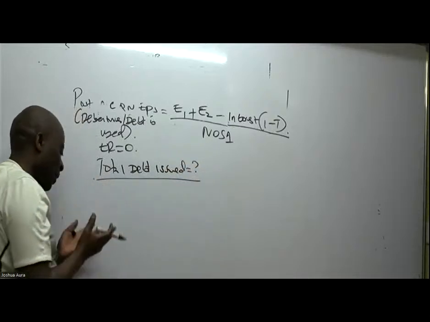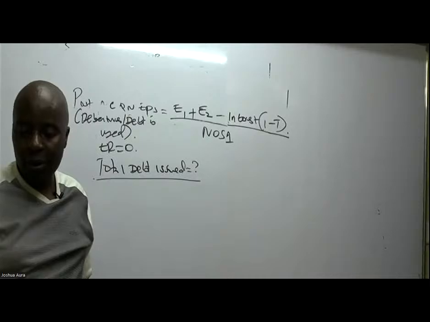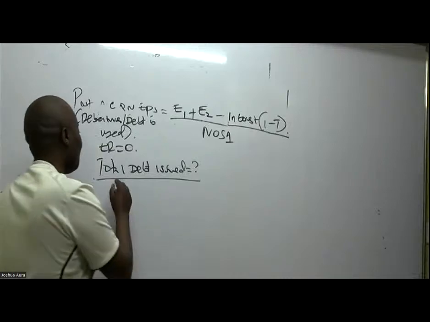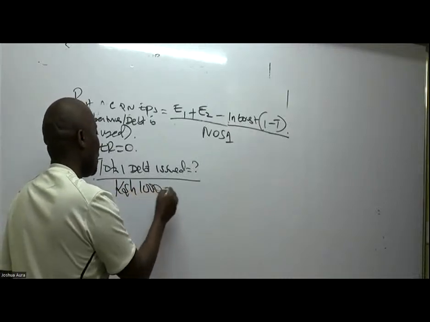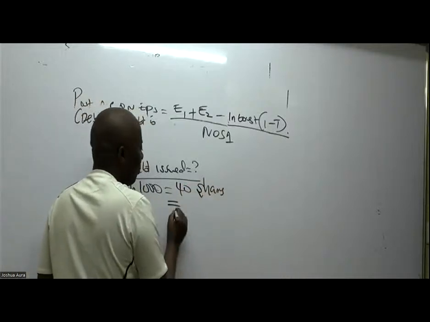So they have told me something very easy here, how they are able to make this acquisition. We are told to calculate post-merger EPS if every 40 shares of N Limited are exchanged with 10% debenture. Debenture is debt. So it's like for every Kenya shillings 1,000 we give out, we shall be given 40 shares. So then remember, this is a complete acquisition.